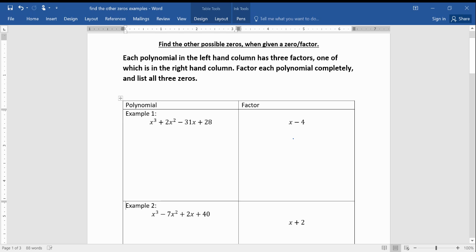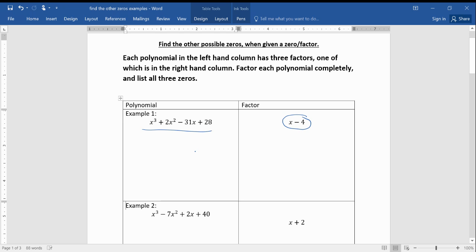So that's what that means. What we're doing in this, though, is really not worrying about that. We will do that at the end. But what we're trying to do is really break down this polynomial into its factors. I'm going to tell you what one of them is, and you're going to try to figure out what the other two are.